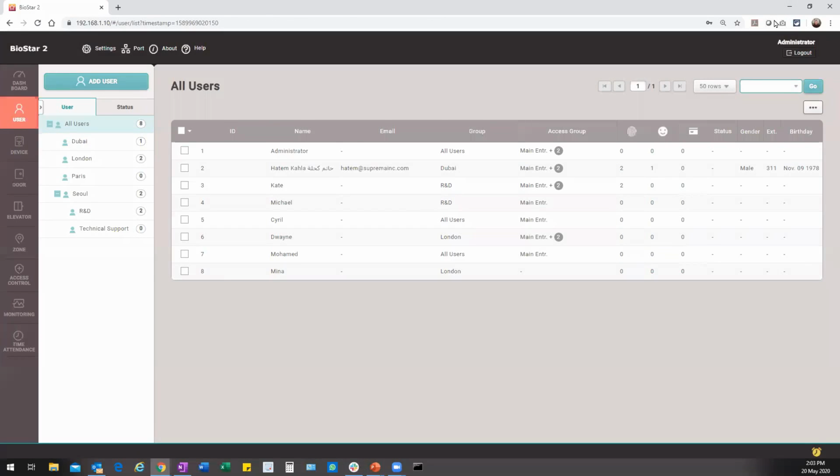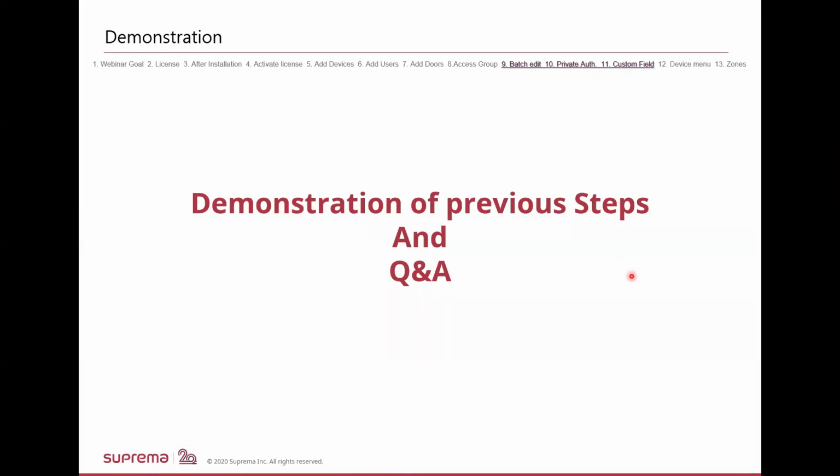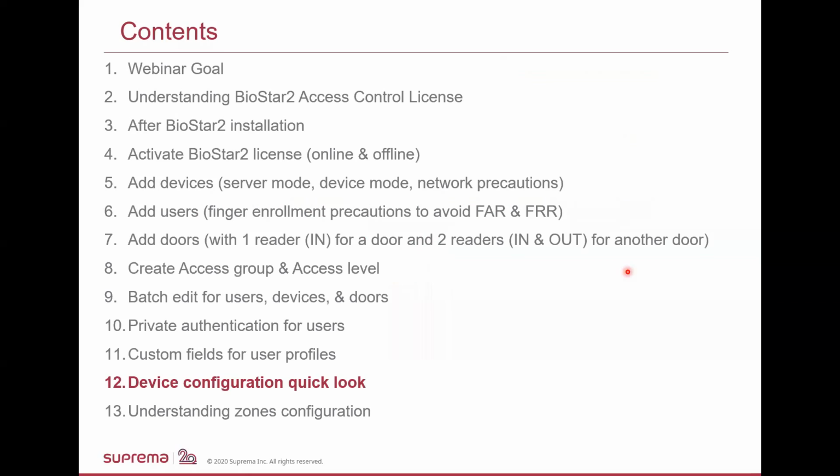So this is how the custom field and private authentication work. We continue to our device menu, and we'll have a small break after the device menu.